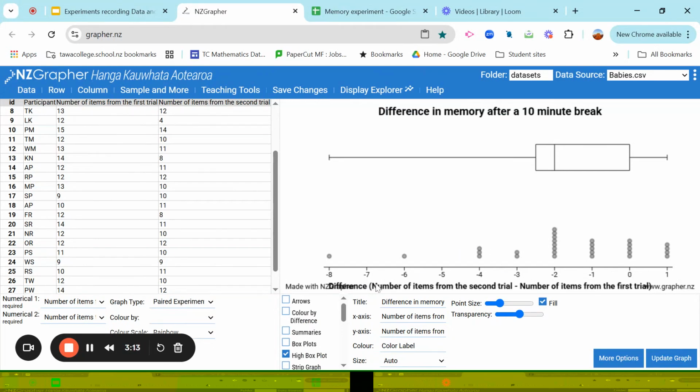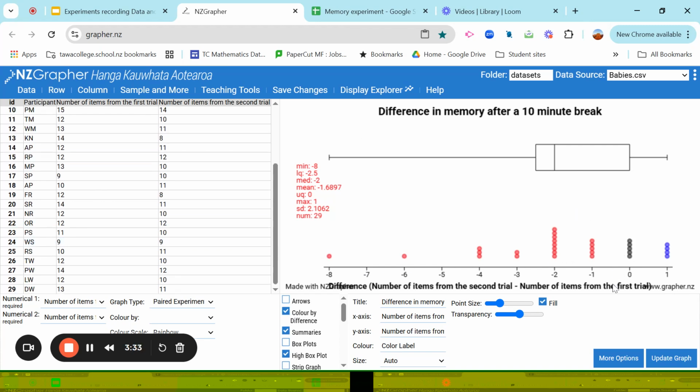Down the bottom here, I've got the number of items from the second trial minus the number of items from the first trial. So this is the difference gained from the first to the second trial. I want to put my summaries on here as well so that I can see what is happening, and I'm also going to colour by difference so that the red ones are a loss, these ones are a 0, and these ones are a gain. All right, so I can see that I have these particular things happening.